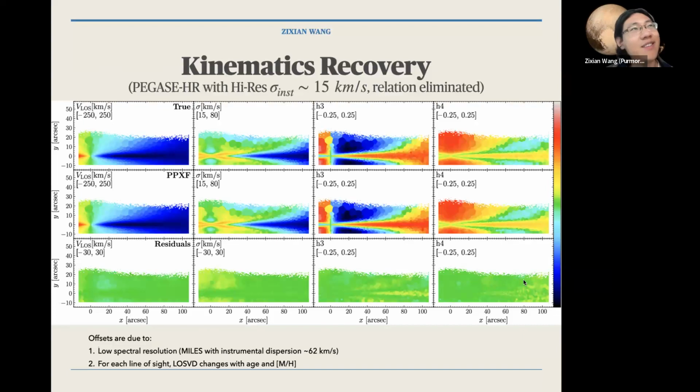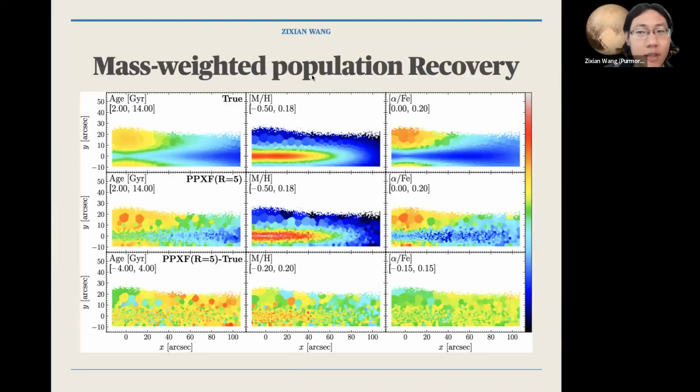I think my interpretation, I don't know if everyone can understand that, but I have very detailed discussions in my paper. So when the paper gets submitted, you can go into that and see many details. Not only for the kinematics, the other thing is mass-weighted populations, like the mass-weighted age, mass-weighted metallicity, and alpha.